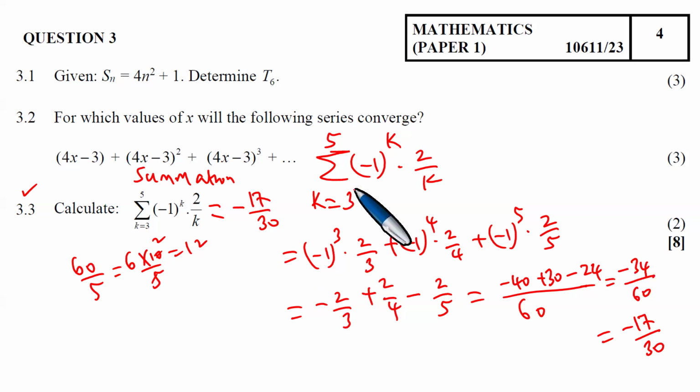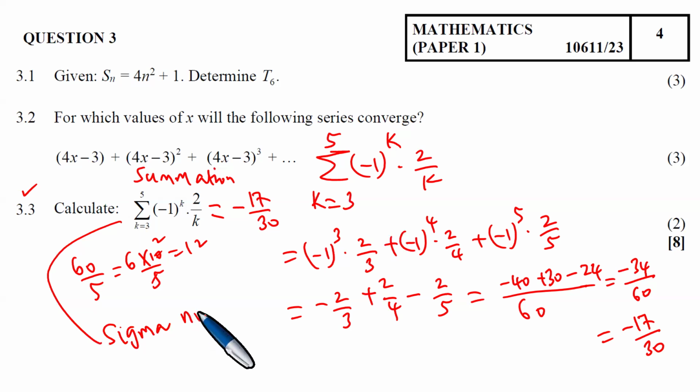How did you do that? We evaluate this from k equals 3 to k equals 5. And then wherever there is k, you put 3. This k runs from 3 to 5. So you put 3, then you put 4, then you stop at 5, and then you add all the numbers. Where's the question about this summation problem? This summation is said to be in sigma notation.